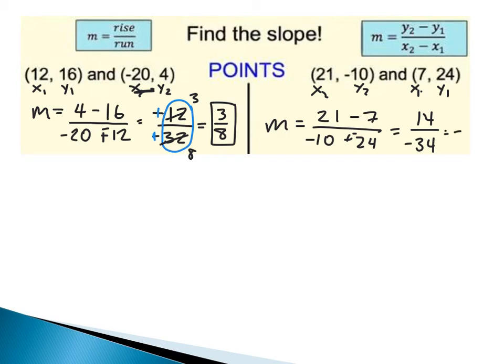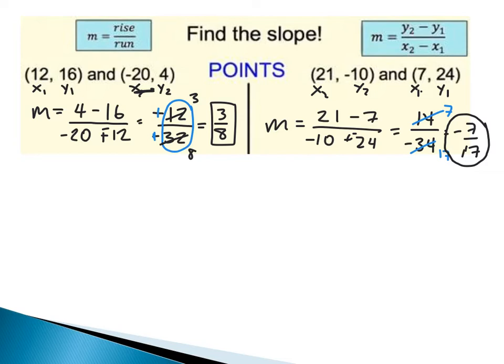And then 14 over 34, what can I simplify that down to? Well, I know right away I can simplify that by dividing each by 2. That's going to give me 7, and that's going to give me 17. Okay, so that's going to give me negative 7 over 17. And can I simplify that? No. Or anymore? No, sorry. I'm going to get negative 7 over 17. So that represents my slope.